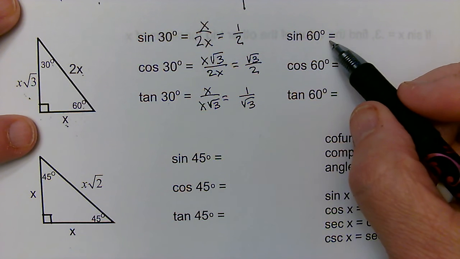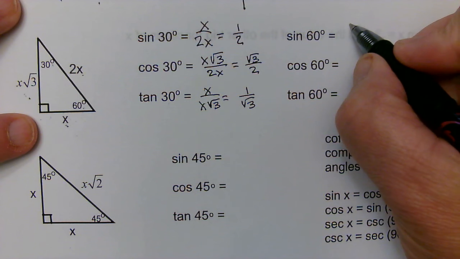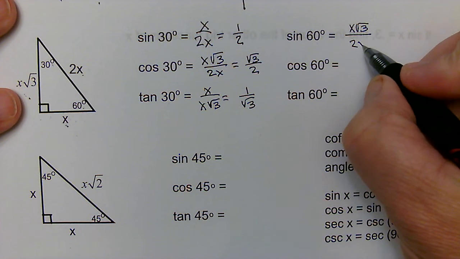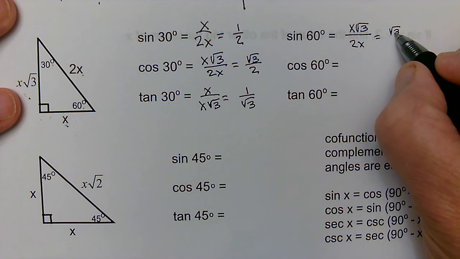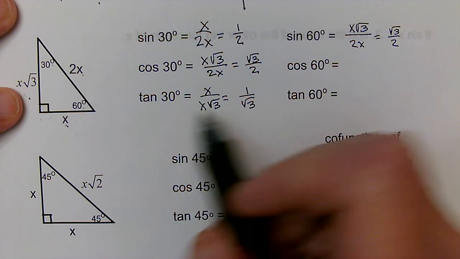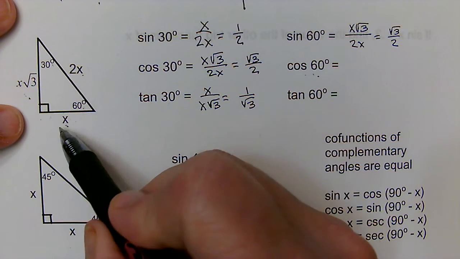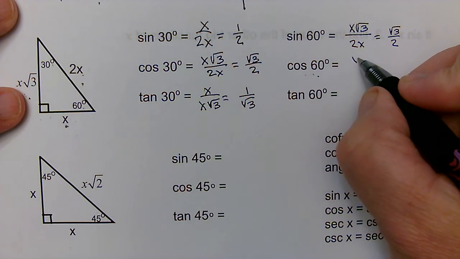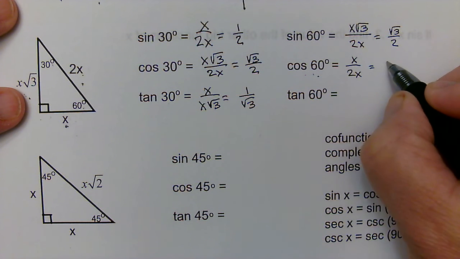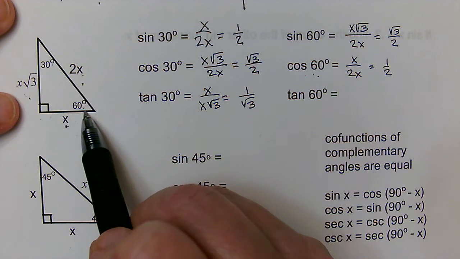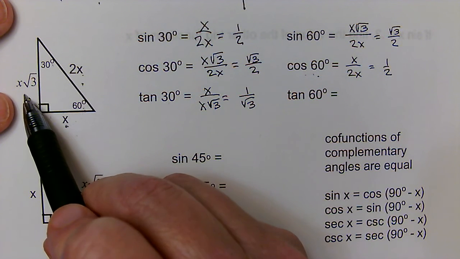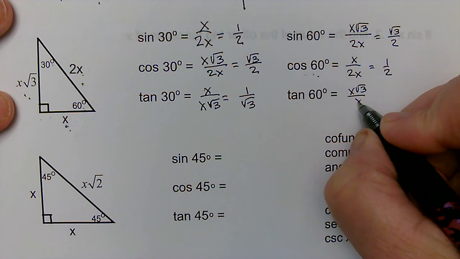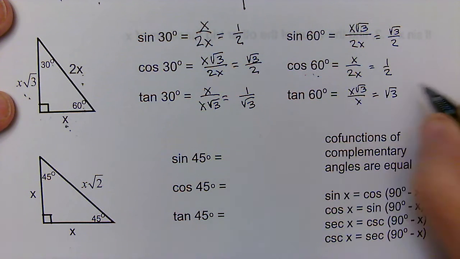For the sine of 60 degrees, we get the opposite, x times the square root of 3, over the hypotenuse, 2x, and that reduces to the square root of 3 over 2. For the cosine of 60, the adjacent is x, and the hypotenuse is 2x, so x over 2x reduces to 1/2. And for the tangent of 60, we take the opposite over the adjacent, so that's x square root of 3 over x, and that's just the square root of 3.